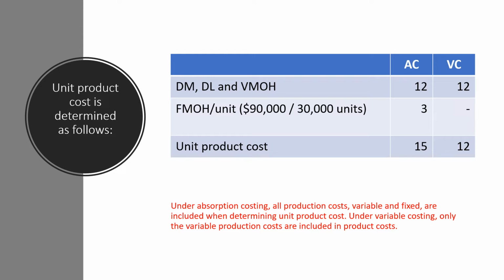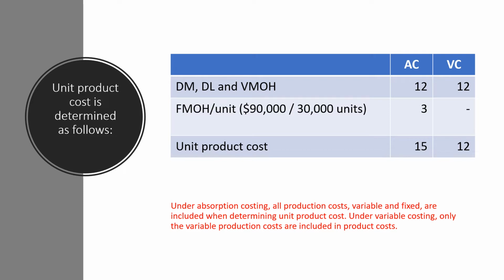we have here your DM, DL, and variable manufacturing overhead, or your total variable product cost. And then from there, we simply add your fixed manufacturing overhead per unit, which is $3. How did we compute the 3? Remember that your fixed manufacturing overhead is 90,000 and your annual production is 30,000 units. So we simply divide 90,000 by 30,000 units, and that's how we computed $3 per unit. So we simply add the 12 variable product cost plus your fixed overhead per unit of 3, that will give us a total of $15 per unit.